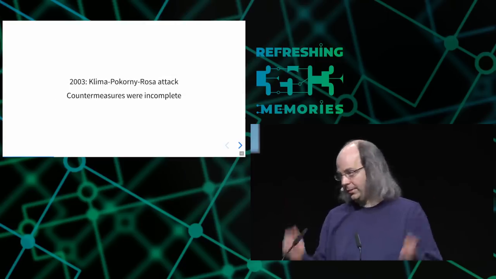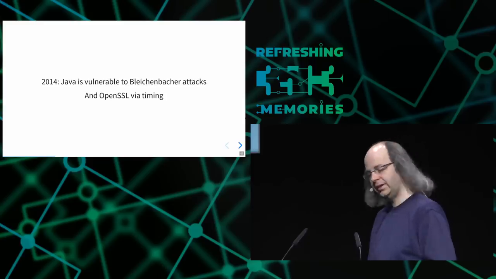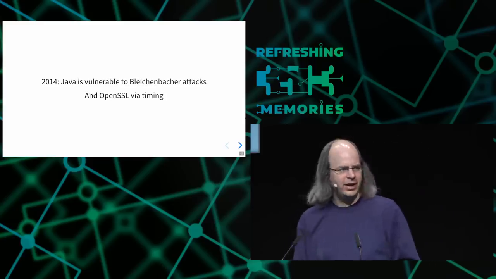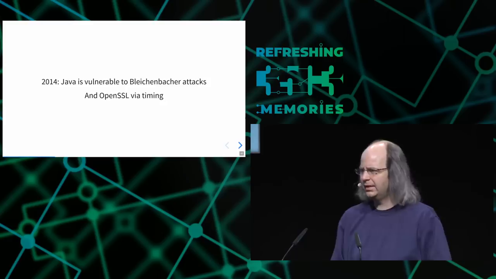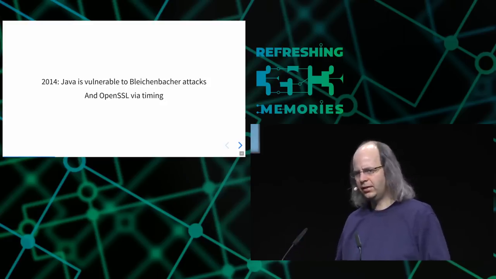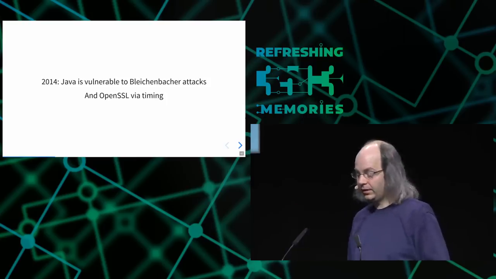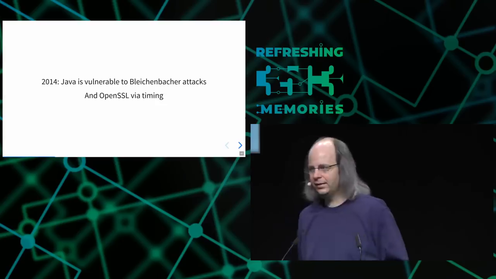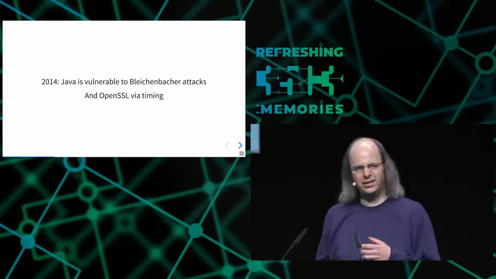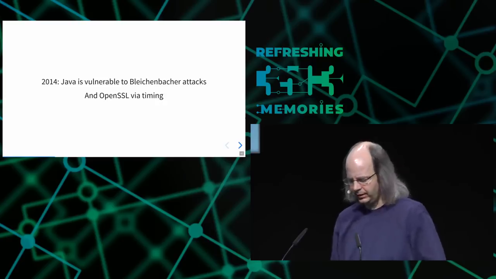So more countermeasures were proposed, and in 2014 there was a paper that Java was still vulnerable to Bleichenbacher attacks in a special way, because they used some kind of decoding that raised an exception, and the exception was long enough that you could measure the timing difference. And there was also still a small issue in OpenSSL, although that was not practically exploitable.